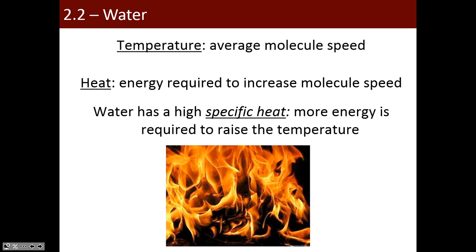Okay. So when we put a thermometer in a beaker of water and we measure what the temperature of that beaker of water is, we're basically taking a measurement of how fast the molecules in that water are moving. If we put that beaker on a hot plate and we heat up that water and we see the temperature rise, the temperature is rising because those molecules are moving faster. Okay? So heat is just the amount of energy required to increase molecule speed. So we apply heat to something and we increase the molecule speed.